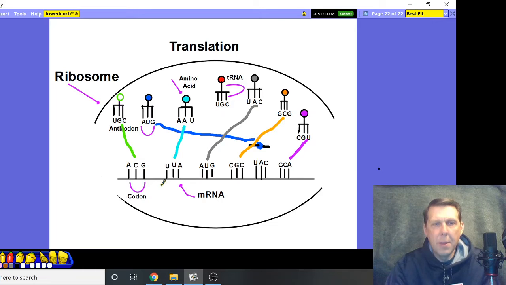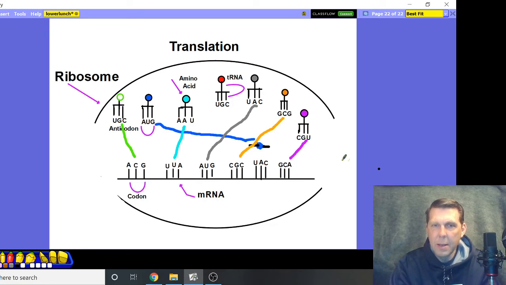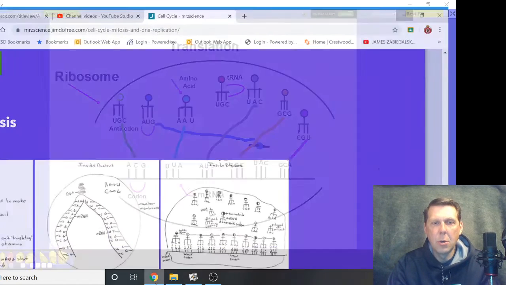And what you'd end up with is, after they drop off their amino acids, a line of amino acids here that'll get bonded together. That line of amino acids is a protein. And then that gets shipped out this way. The mRNA comes in this way, and then the mRNA goes out along with the protein that it created. All right, so let's take a look at some of the notes that go along with this.